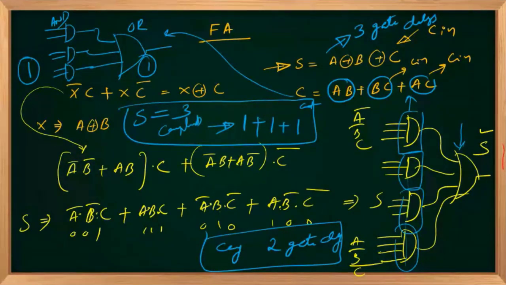Is that clear? That is a basic thing you should understand, right? Based on the logic expression of carry out and sum out, is that clear? Based on the logic expression of sum out and carry out, two gate delays and three gate delays to produce carry out and sum out.